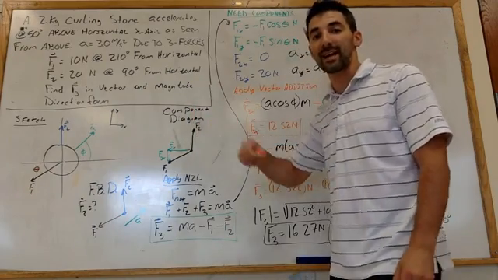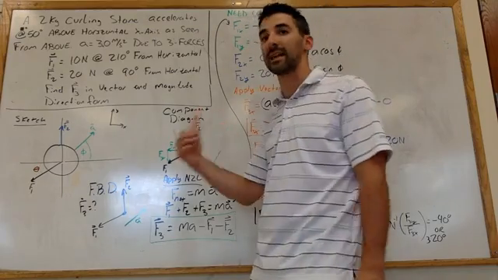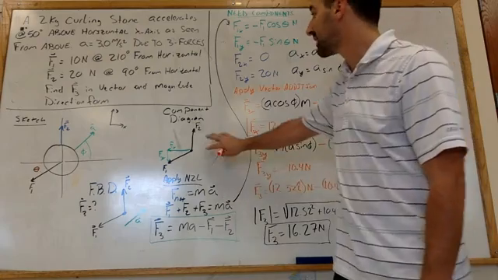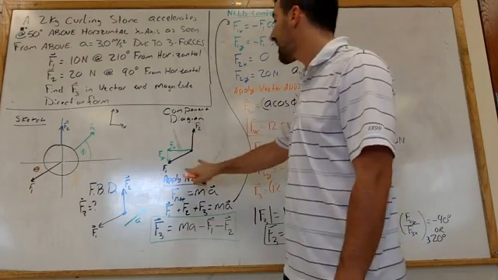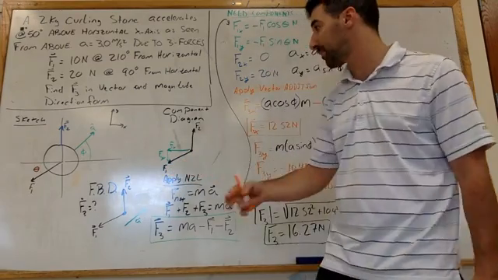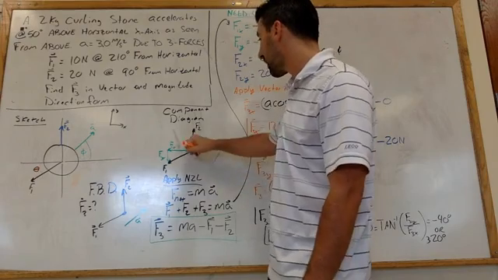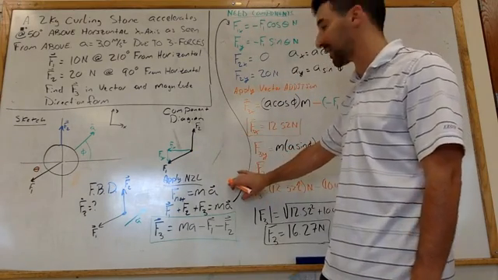Next thing we're doing is adding that component diagram. Remember, we can only add things in like components: x directions with x directions, y directions with y directions, etc. So I know F2 is a perfect y direction vector. I know F1 is made up of two components, the x direction and the y direction, respectively. So once I have this component diagram, I'm going to start to apply Newton's second law.